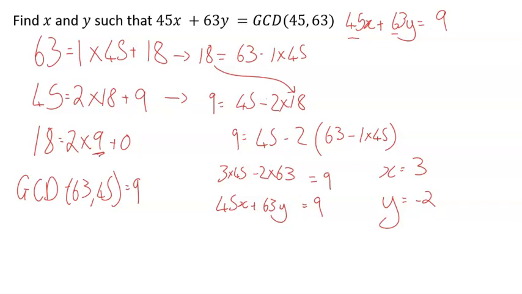So there you go. I found my x and my y such that 45x plus 63y is equal to the greatest common divisor of 45 and 63, which also happens to be 9. So there you go. I've worked it through using Bezout's identity, the Euclidean algorithm, and my division algorithm to bring it all together.